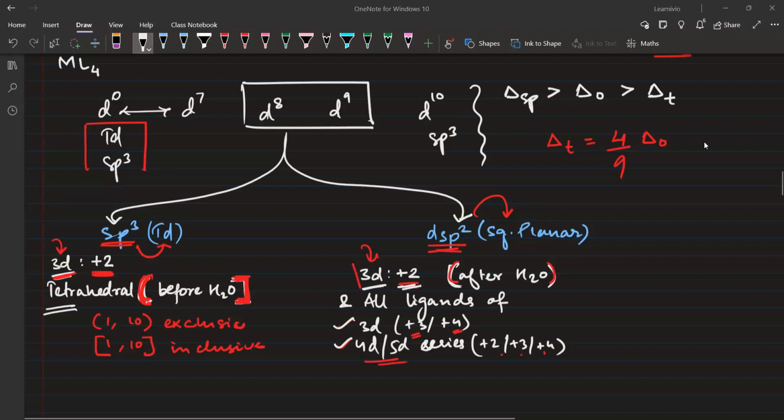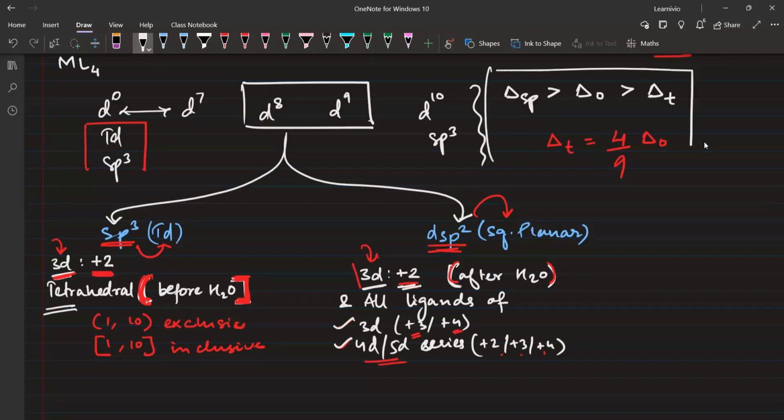And then you will also write these two things: the splitting of square planar is the maximum, followed by octahedral, followed by tetrahedral. The tetrahedral and octahedral have a relationship that del T is equal to 4/9 del O. Please write this down. Raise your hand once you're done.